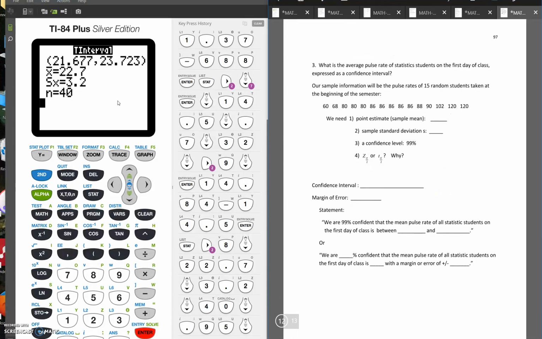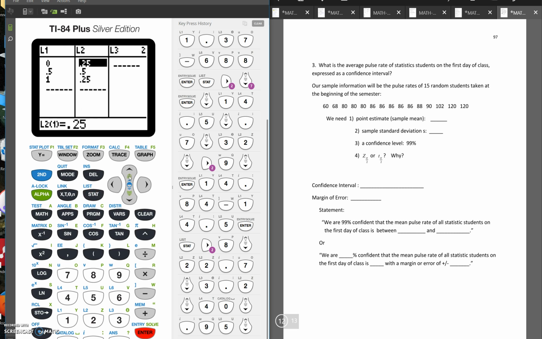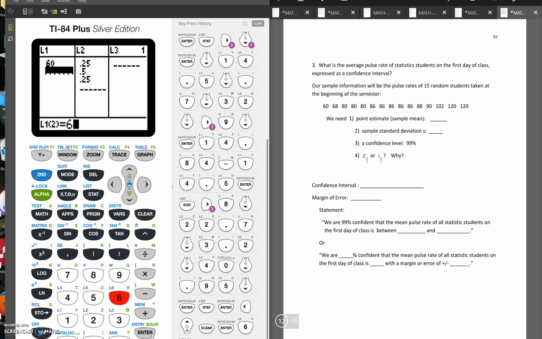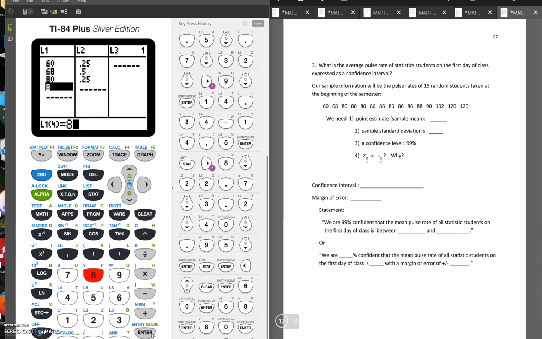Now, the nice thing is our calculator will actually do everything for us, even if we're just given a list of data. So we're going to do an example here. It says, what's the average pulse rate of statistics students on the first day of class? So our sample information will be the pulse rates of 15 random students taken at the beginning of the semester. So there we have those 15 values. We're going to go to Stat and Edit. We're going to clear L1. And we're going to put in these 15 values. Carefully.